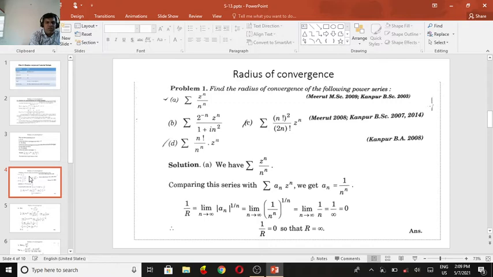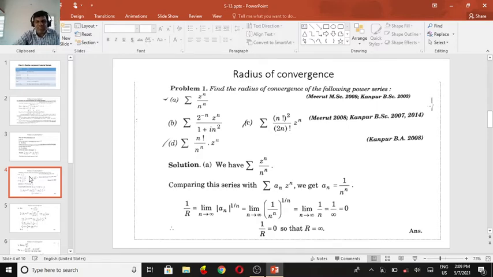Now 1 by R is equal to the limit as n tends to infinity of the absolute value of a_n to the power of 1 by n, which is equal to the limit as n tends to infinity of (1 by n^n) to the power of 1 by n. So n to the power of n and the power 1 by n cancel, and simply we get the limit as n tends to infinity of 1 by n. So the limit of 1 by infinity is 0. So 1 by R is equal to 0, so that R is equal to infinity.